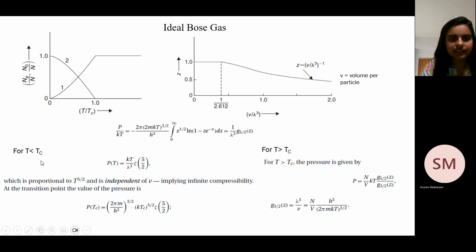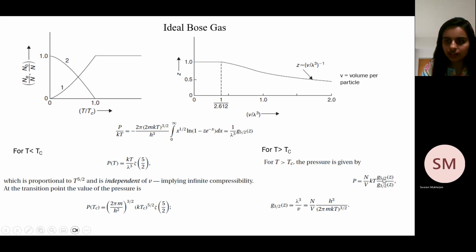So when t is less than tc, you can replace the Bose-Einstein function by the zeta function. And then this will tell you that now the pressure is proportional to t to the power 5 by 2, right? And this is how your pressure would look like at the critical point. While when the temperature is greater than Tc, you have these Bose-Einstein functions now, okay? And you don't replace it by the zeta function, right?